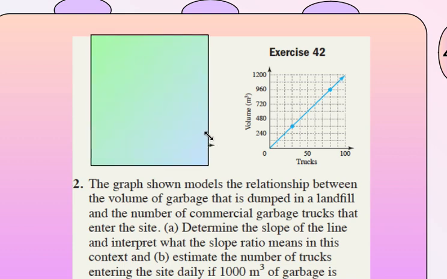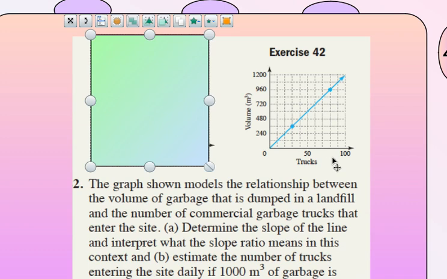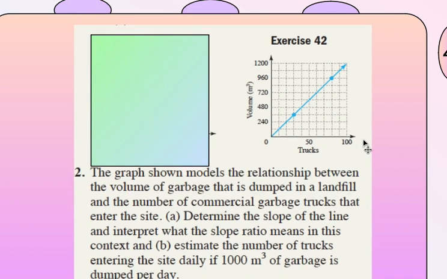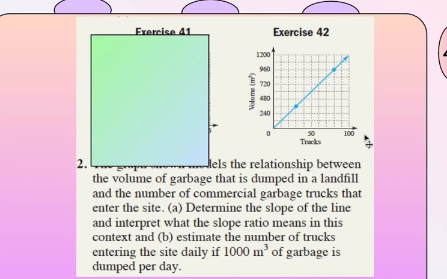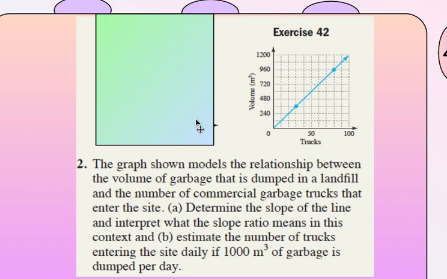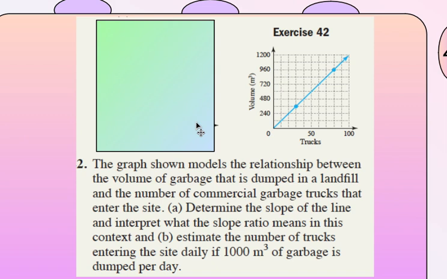Okay. All right, last question we're going to look at is a real-life problem, and I'll put this whole problem in the picture. There we go. So we're going to look at a graph that models this situation. The relationship is the volume of garbage going to the dump based on the number of trucks that show up to the garbage dump. So here's that model.